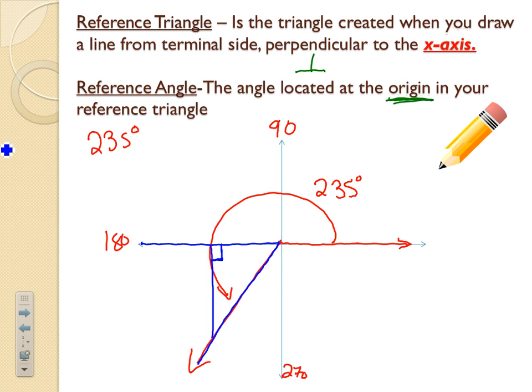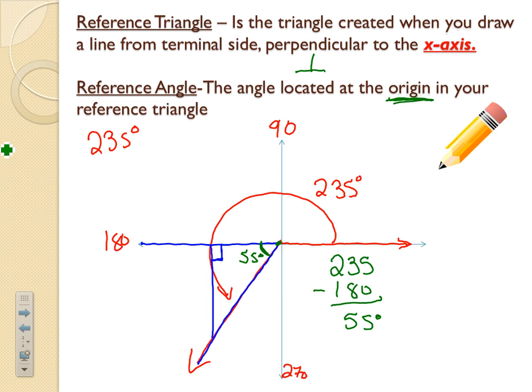Now I have to make my reference angle, figure out what that is. So my reference angle is this angle right here, because it's at the origin, and I need to know how big this angle is. Well, my first initial mark that I made was 235 degrees, and the closest one is 180. So I'm going to take 235 minus 180, and I get 55 degrees. So I know this angle is 55 degrees. That's how we're going to make our reference triangle and our reference angle.